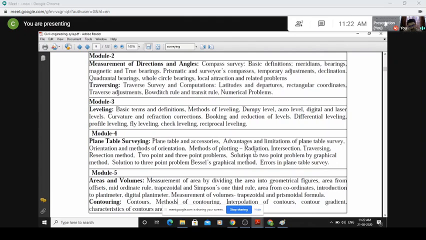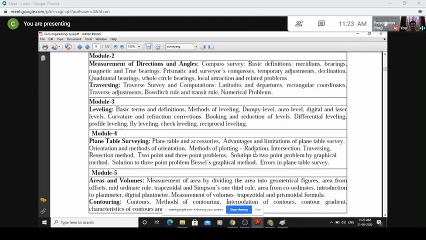Then 2-point problem, 3-point problem. So how you are going to continue your work the next day when you have stopped on the previous day with the same paper, how you start using the 2-point problem and 3-point problem. Then you have the solution for the 2-point problem by a graphical way, or the 3-point problem by Bessel's graphical method. So that is what you are going to learn in your 4th module.